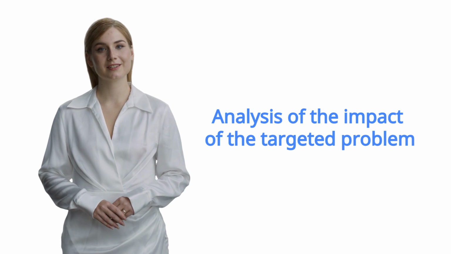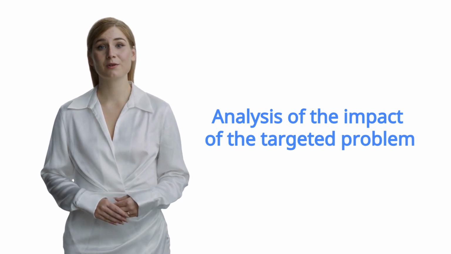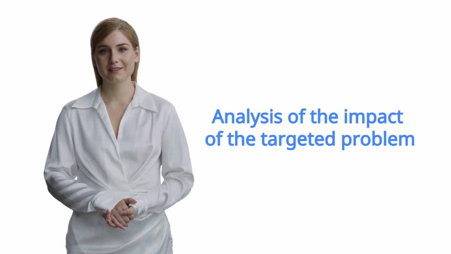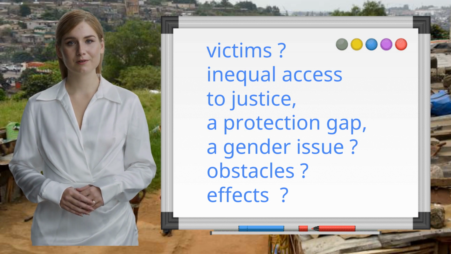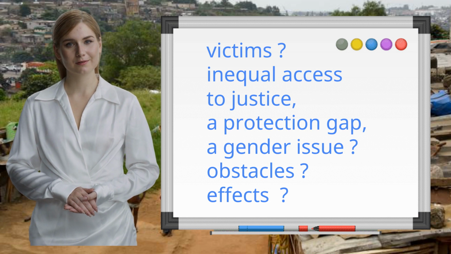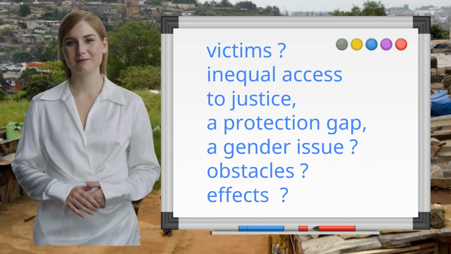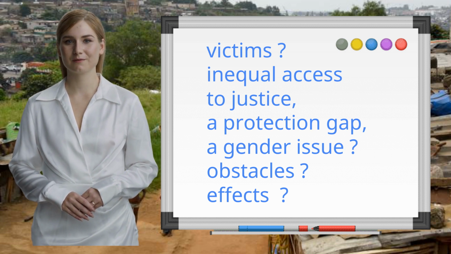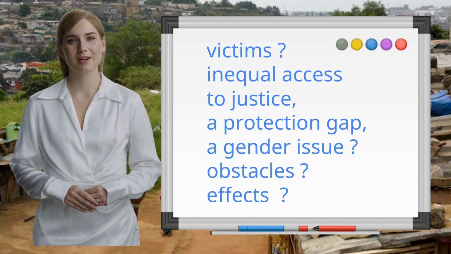It's important to consider the impact of the consequences observed and described on the lives of individuals and groups. The following questions can help to do this. Who are the victims? Is there a problem related to unequal access to justice, a protection gap, a gender issue? What are the obstacles to the enjoyment of rights? Are the effects individual, collective, or both? Are the effects latent, for example, not yet visible, but sooner or later to occur, based on objective elements observed today?